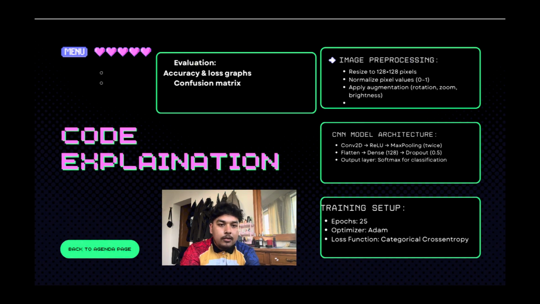And then we go to the training setup. The model was trained for 25 epochs, and it used the Adam optimizer and categorical cross-entropy as the loss function.